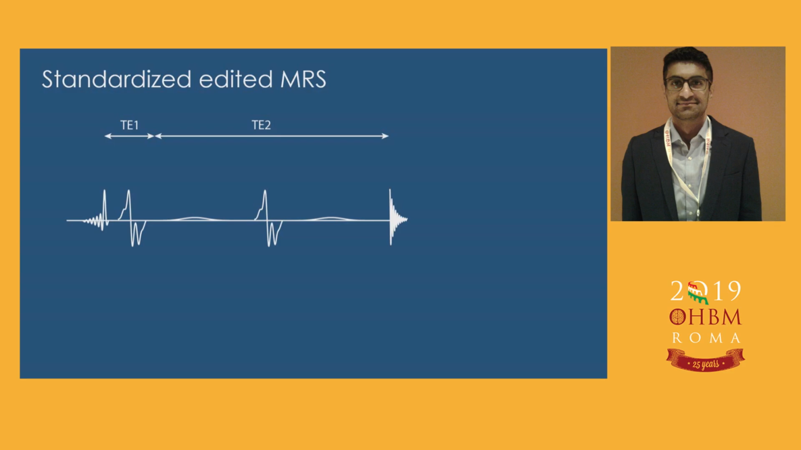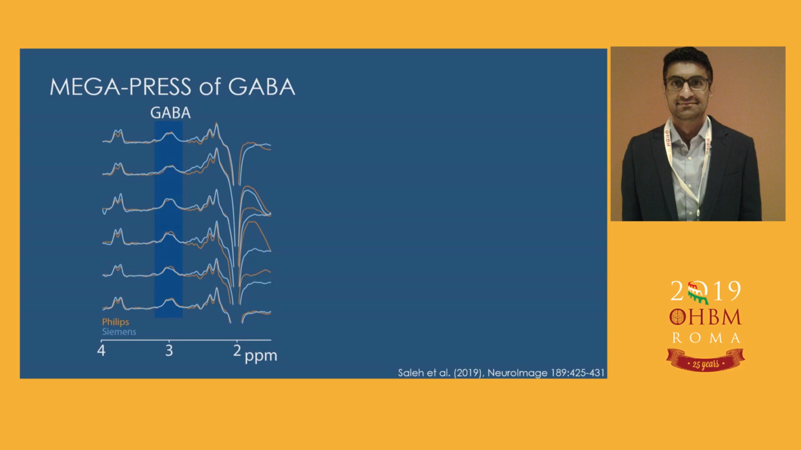In terms of TE1 and TE2, the timings, TE1 was fixed at 13.1 milliseconds. That is independent of echo time, and then your TE2 varies with echo time. And by definition, your refocusing pulses are half of the echo time apart, and your editing pulses were maintained half of the echo time apart. So let's look at the results.